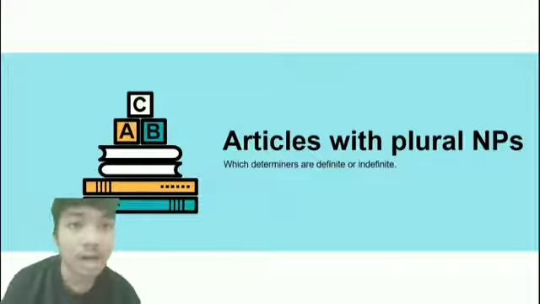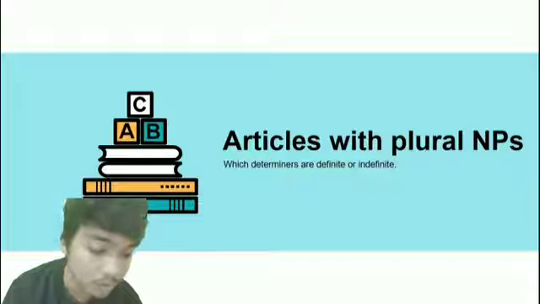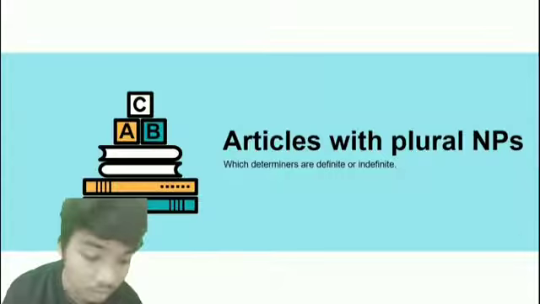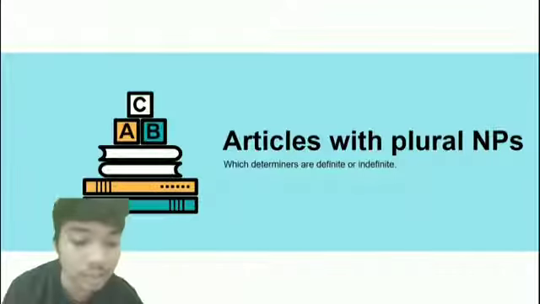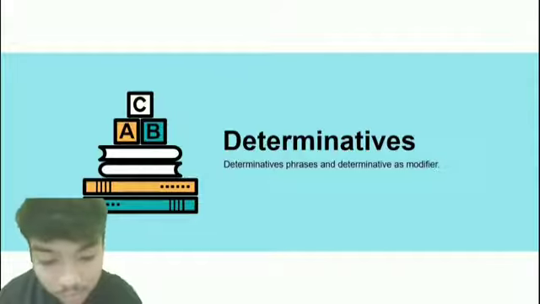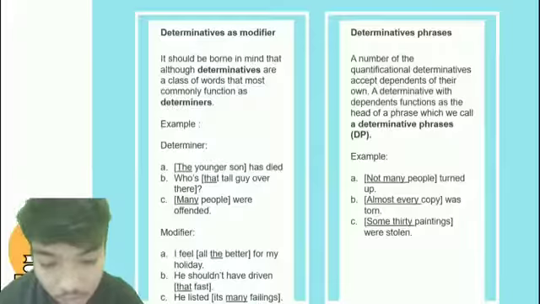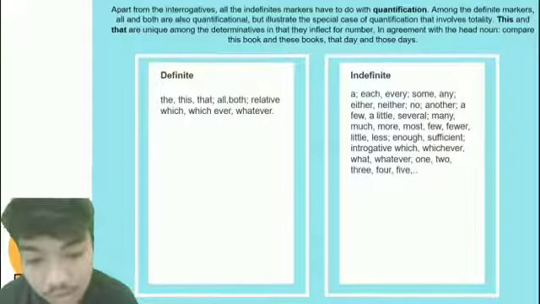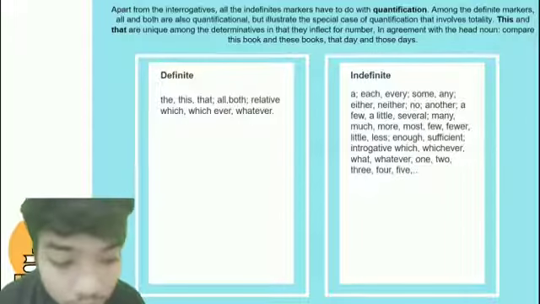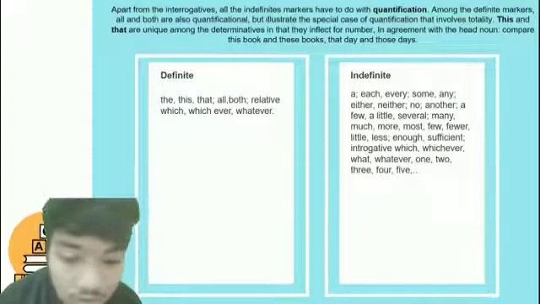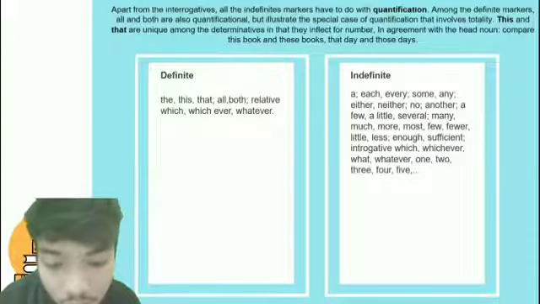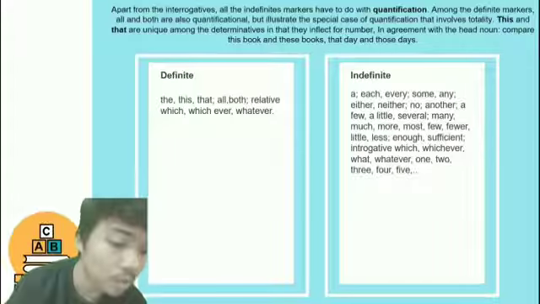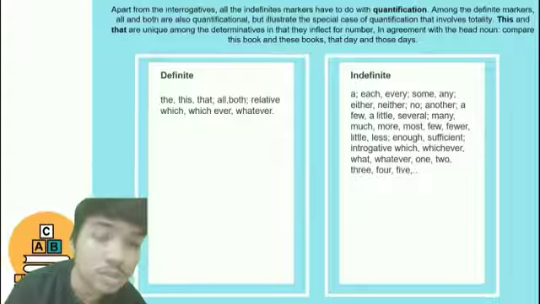Next, articles with plural NPs. Which determiners are definite or indefinite? Apart from the interrogative, all the indefinite markers have to do with quantification. Among the definite markers, all and both are also quantificational, but illustrate the special case of quantification that involves totality.